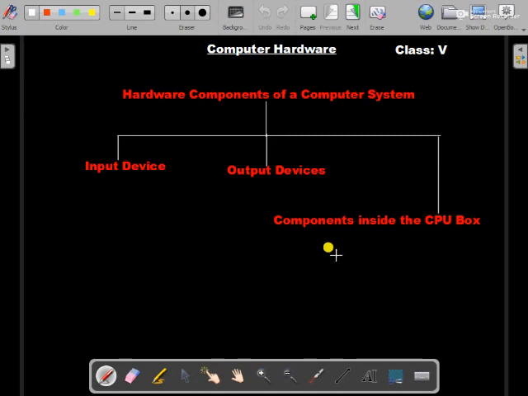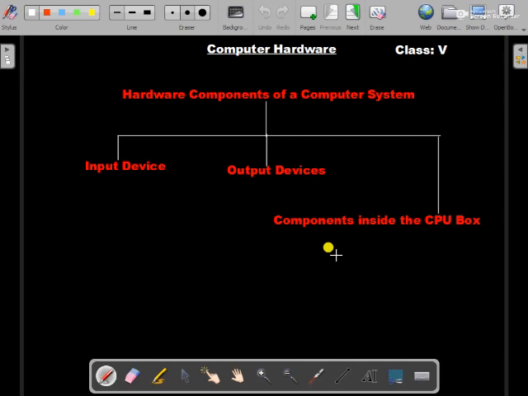Today I am going to start chapter 1, Computer Hardware. A computer system is made up of many components or parts. Each component performs a special task. All the components work together to operate a computer system.